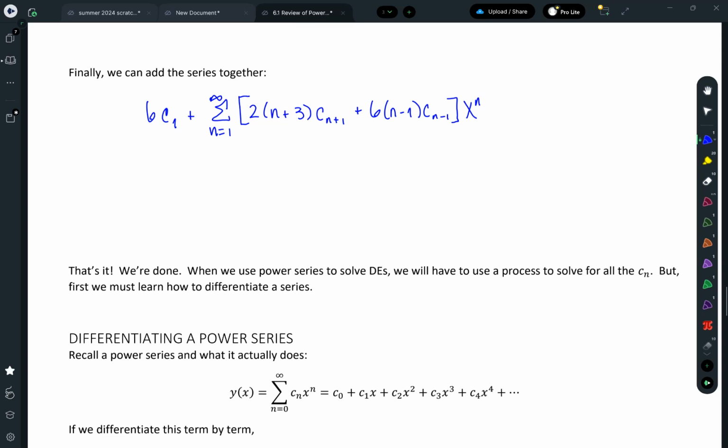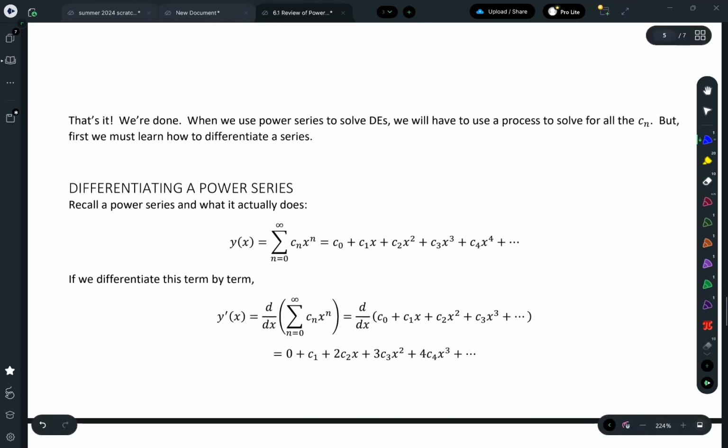Okay. Before we can use power series to solve differential equations, we need to talk about differentiating a power series. It's not very hard. It amounts to nothing more than differentiating a polynomial, which is nice. So if our power series is y of x equals the summation of c sub n x to the n, if I write out what that is, it's just c naught plus c1x plus c2x squared plus c3x cubed plus c4x to the fourth, and so on and so forth.